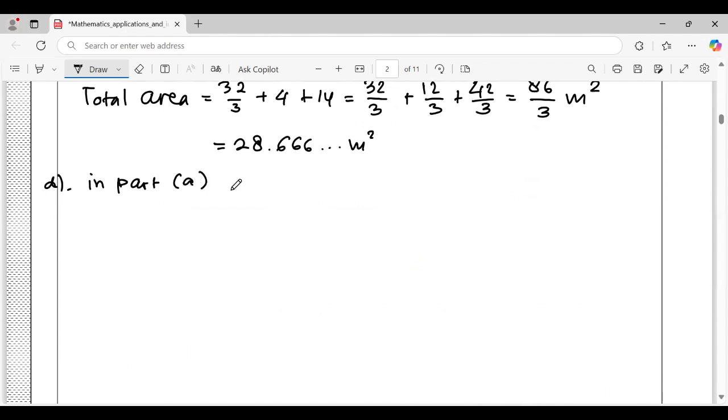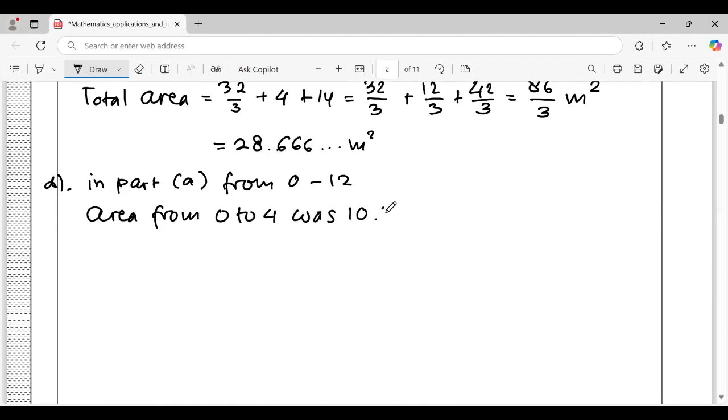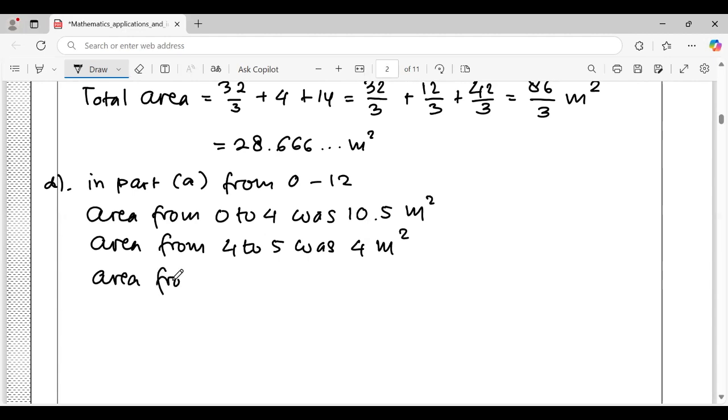In part A, from 0 to 12. Next, area from 0 to 4 was 10.5 square meters, and then area from 4 to 5 was 4 square meters, and area from 5 to 12 was 14 square meters.